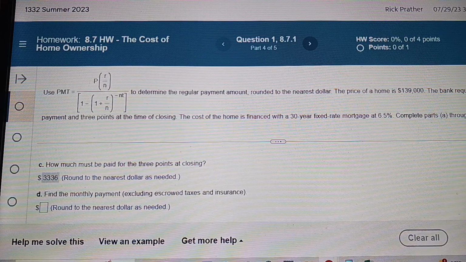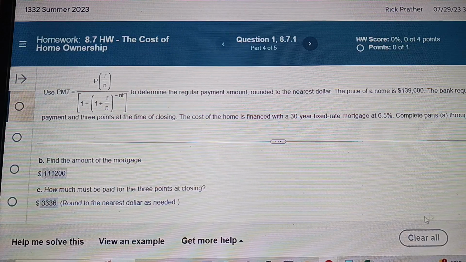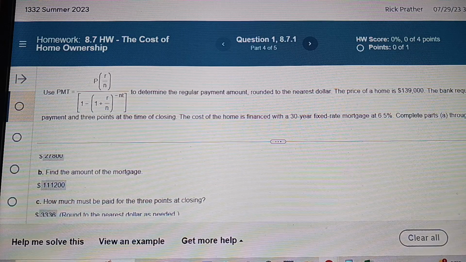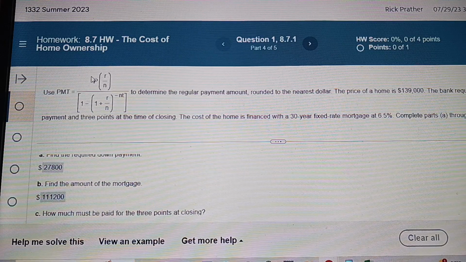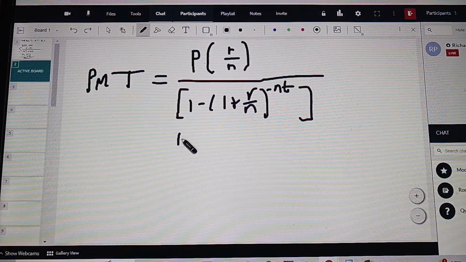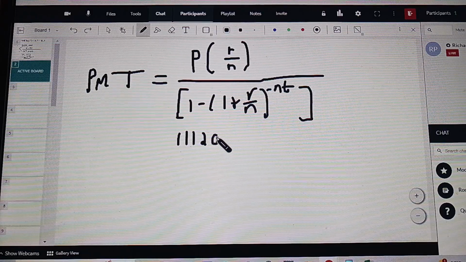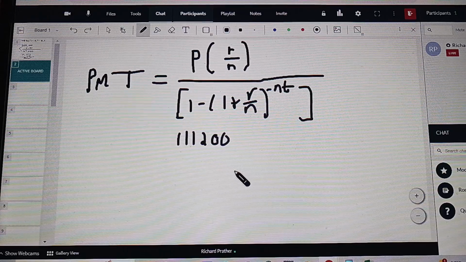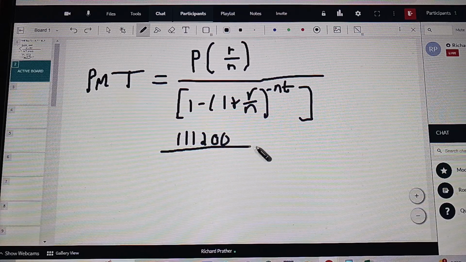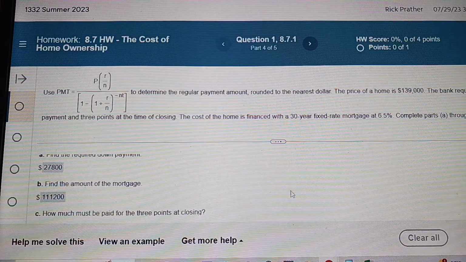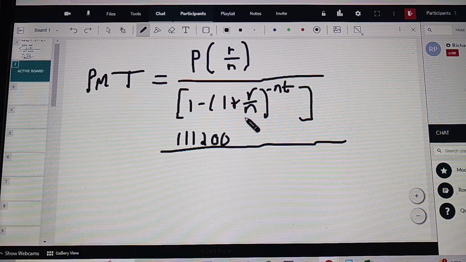So in a realistic example, we would add these two amounts together to get this P value right here. But in this homework, they just ignore this and assume that somebody could just pay that. So you're only going to put the $111,200 in for this P right here, whatever the price of the house is after you took the 20% out. So I'm financing a loan for $111,200 for the rest of the cost of the home. And I got 6.5% from the bank. So make that 0.065.